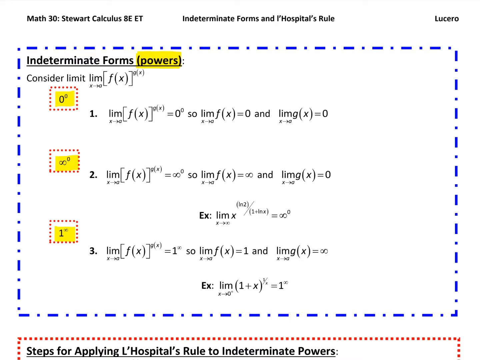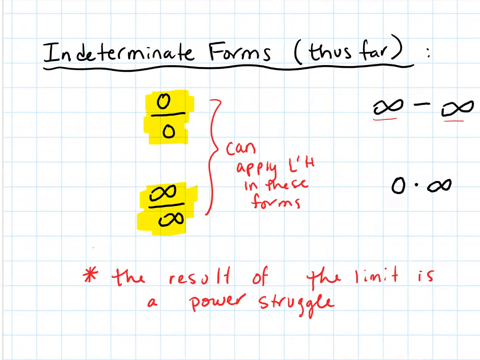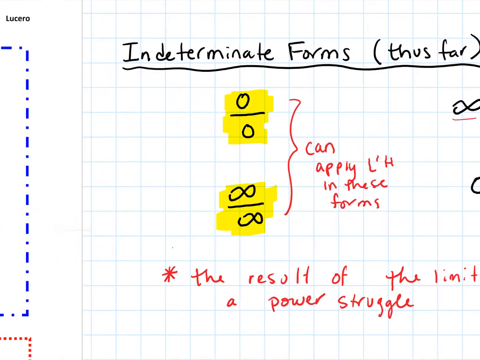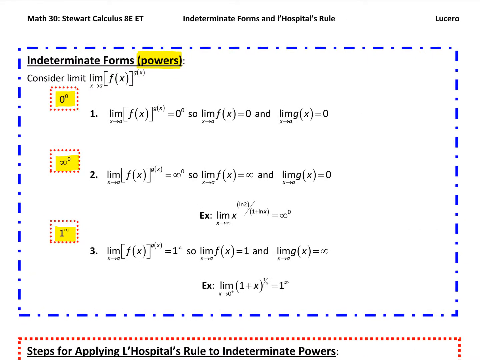But none of them are in the quotient form. So remember, we can apply L'Hopital's rule if we have the quotient form, 0 over 0 or infinity over infinity. So what we need to do if we come across one of these power forms is we're going to have to do a little bit of manipulation. We're going to have to use a little bit of algebra technique, and we're going to have to get these power forms into a quotient form that we can apply L'Hopital's rule to. So we're going to spend some time going through some examples, and I'll walk through some steps for that.